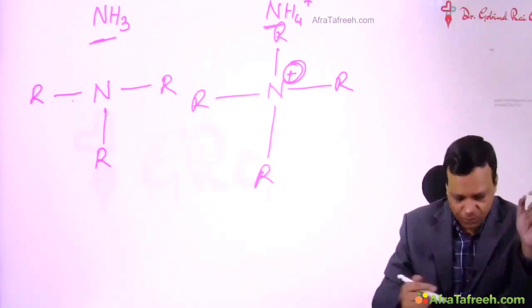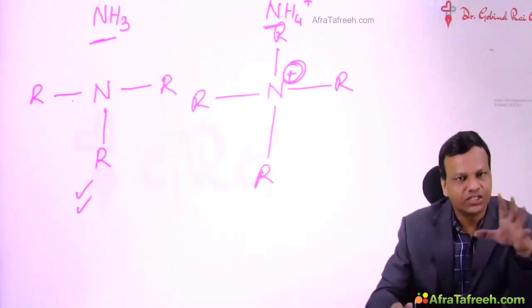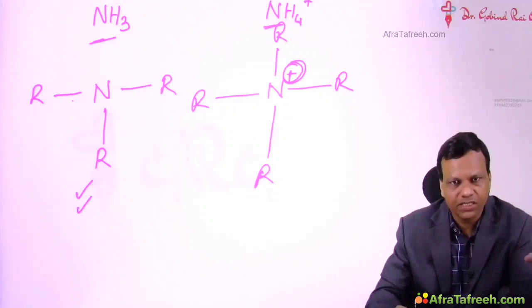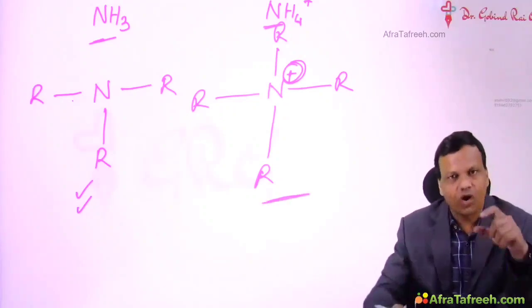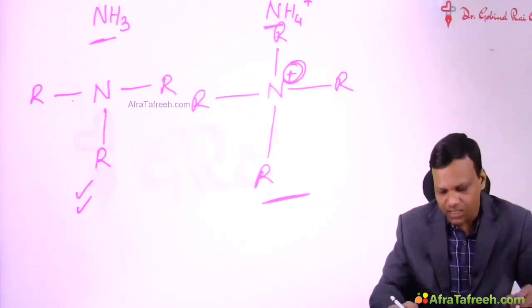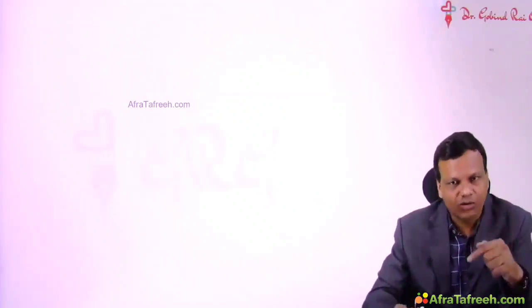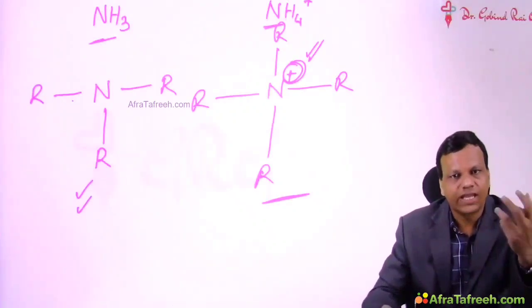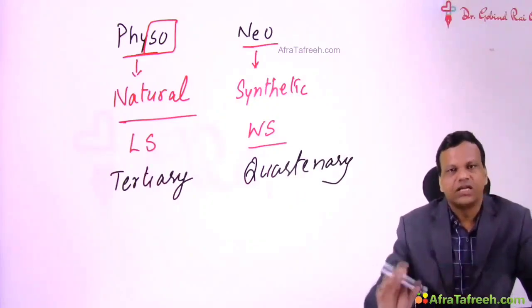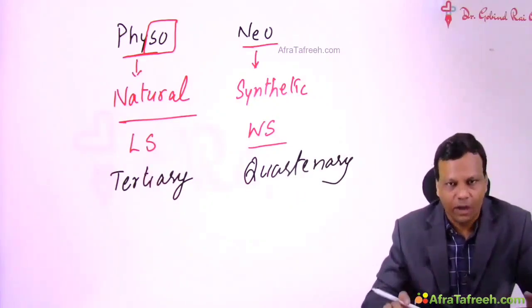So physostigmine is a tertiary amine. It is non-ionized, and we know non-ionized are lipid soluble, they can cross the membranes. Whereas neostigmine is a quaternary amine. It contains 4 atoms. Quaternary amines are ionized, and because they are ionized, they are water soluble, so they cannot cross the membranes. So physostigmine is a tertiary amine, whereas neostigmine is a quaternary amine.